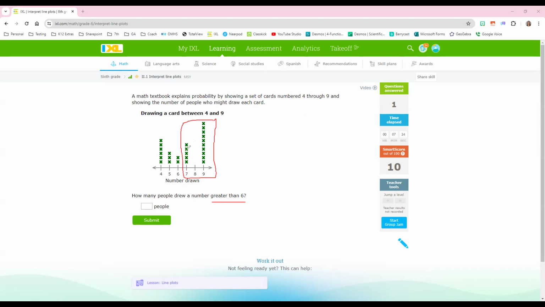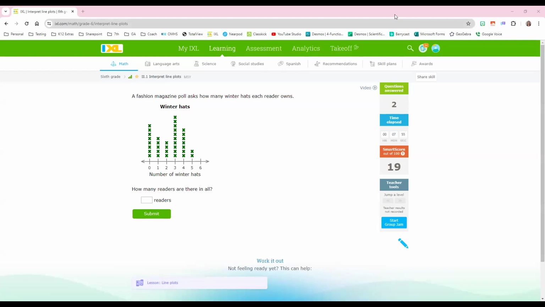So we had 1, 2, 3, 4, 5 people drew a 7, 0 people drew an 8, and then 1, 2, 3, 4, 5, 6, 7, 8, 9, 10 people drew the number 9. So if we add this up, we can see that 15 total people drew a number greater than 6.